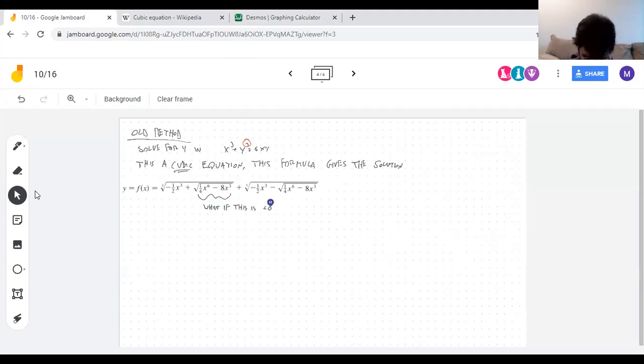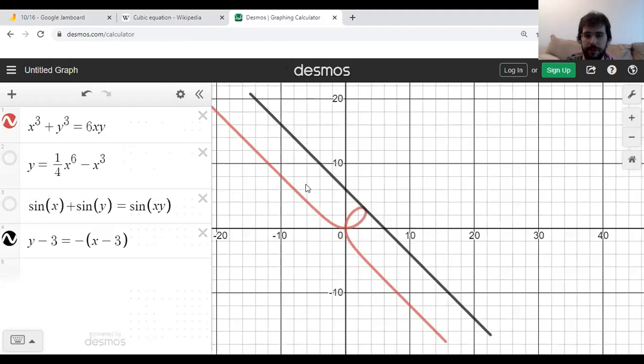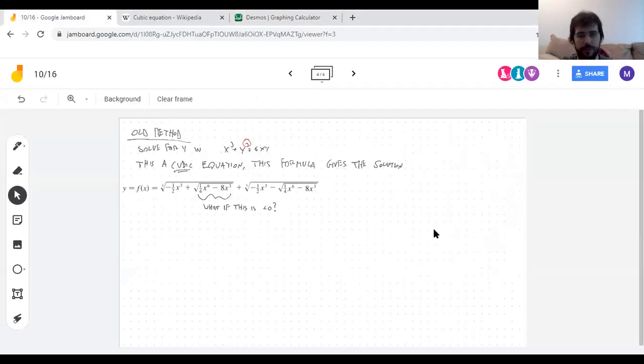And the thing is, what if this is negative? Well, if this was a quadratic equation, having a negative square root would mean that there's no solutions. But here, this could be negative, and there could be solutions. Because if you look at every vertical line, for every value of x, so for every x coordinate, every vertical line crosses the graph, which means that there's always solutions. But this is not giving them to you because you're doing negative square roots. So then you have more problems.